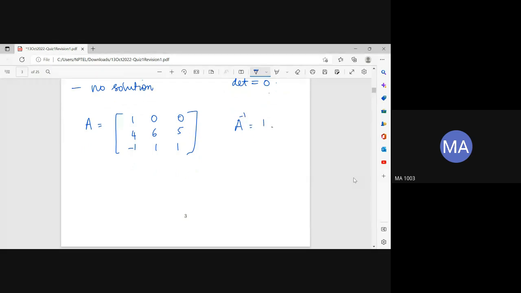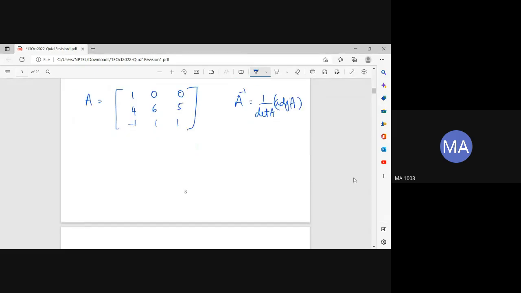So how will we find the inverse of the matrix? Inverse is 1 by determinant of A into adjoint of A. Do you know any other way of finding the inverse? Yes, ma'am. There is one way which was told in the tutorial. The Gauss-Jordan method, right? Using Gaussian elimination. Yes, ma'am.